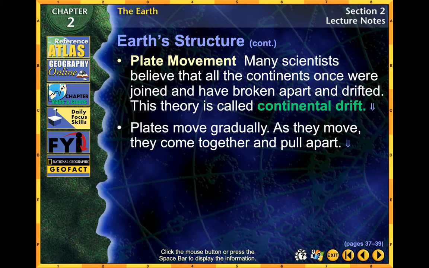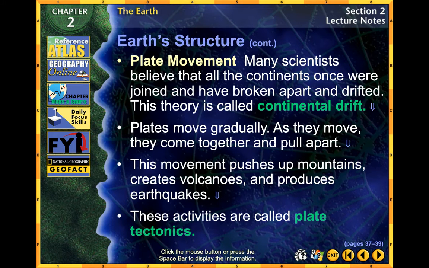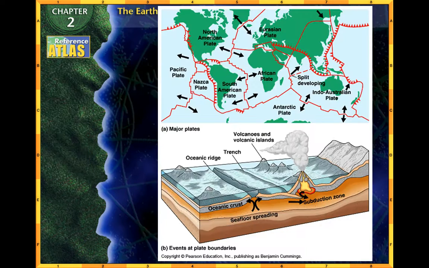I mean, we're only talking like a couple centimeters to inches a year, not very much. But as they move, they come together and pull apart. So it takes thousands of years for any significant movement to happen. This movement also pushes up mountains, creates volcanoes, produces earthquakes. So a lot of the stuff that we associate with the land is part of this plate movement. And the official term for this is actually called plate tectonics. That's the science of plate movement, of continental drift.